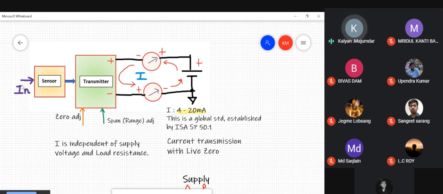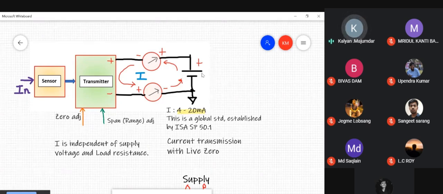You have a sensor. In is whatever variable that you're trying to measure. It could be any variable. It could be pressure, it could be temperature, it could be level, it could be flow, it could be any chemical composition and so on. So that goes to a sensor. The output of the sensor could be electrical, may not be electrical. The output of the sensor becomes an input to the transmitter. The job of the transmitter is to convert the output of the sensor into a current signal that varies from 4 to 20 milliamperes, and that is conveyed to a remote location.